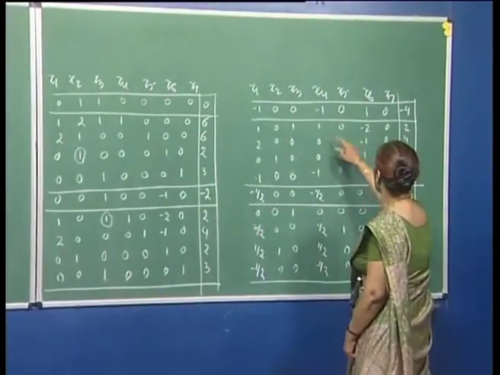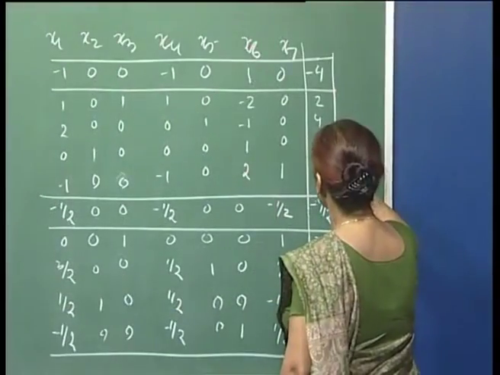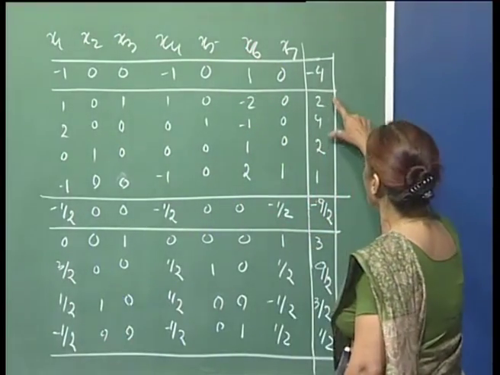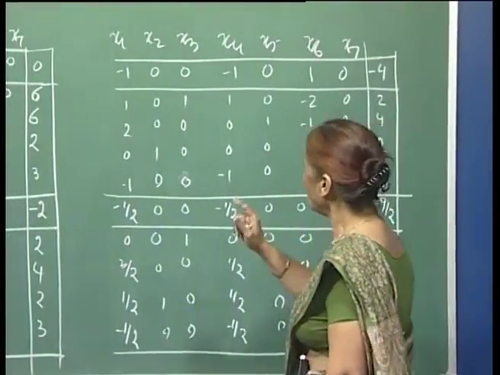x2 and x3 both in the basis. x3 is at level 2 and x2 is at level 2. The remaining positive ones are your slack variables. And the value of the objective function has gone up to 4. So 2, 2, that means 0, 2, 2.